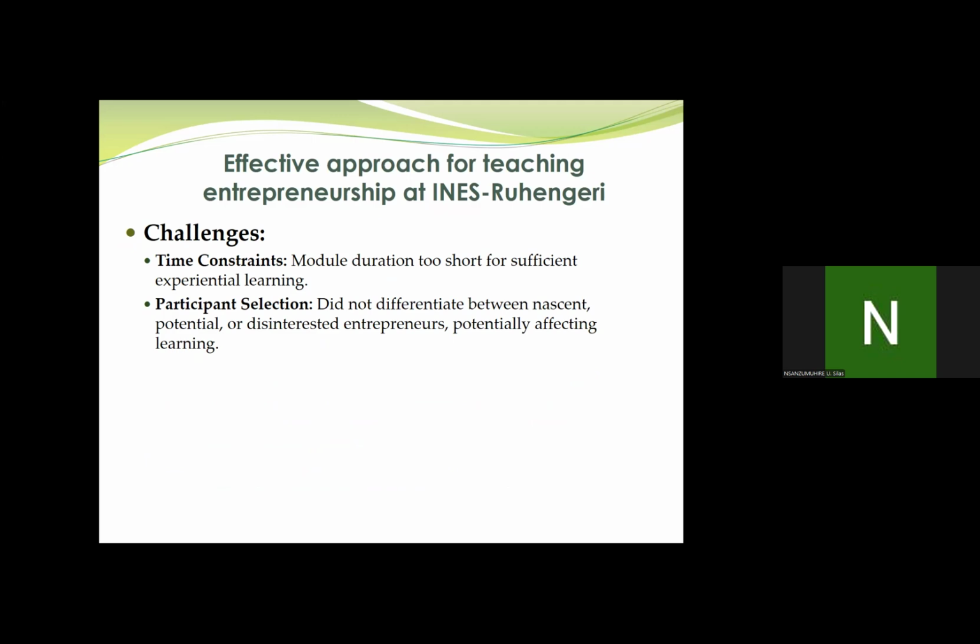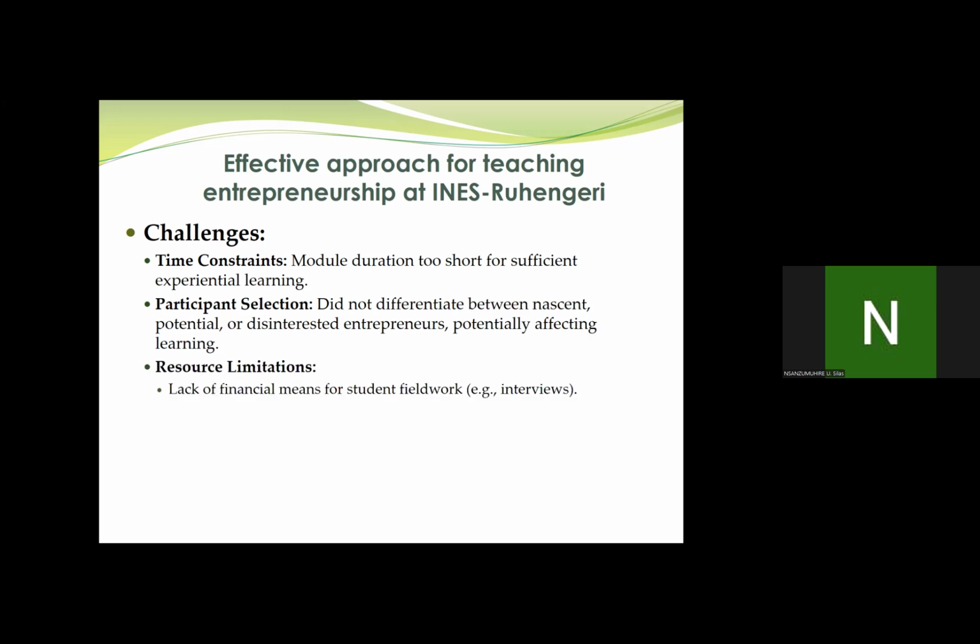Especially because we needed to teach all three modules, all three groups, we needed to deliver the module at the same time. So in the participant selection, we did not take into consideration the differentiation. There are nascent entrepreneurs, there are potential entrepreneurs, there are disinterested entrepreneurs among those students. So we took them, as I said, randomly, so we didn't select them, and we think maybe it can affect their learning approach, and it can affect the result that we have obtained.